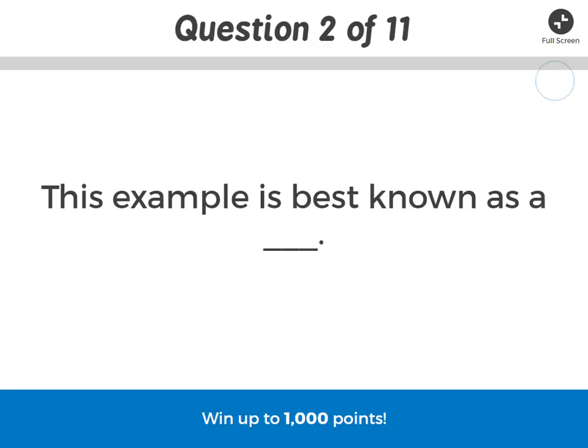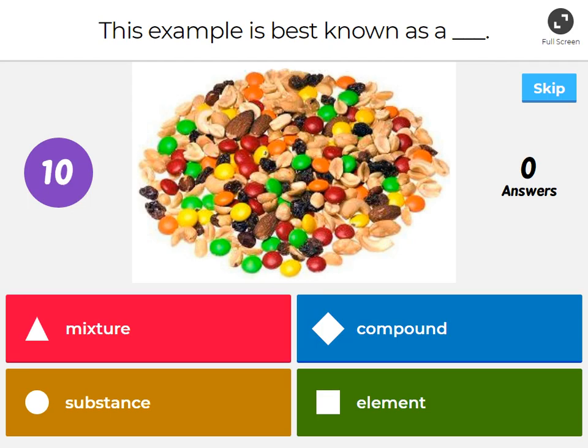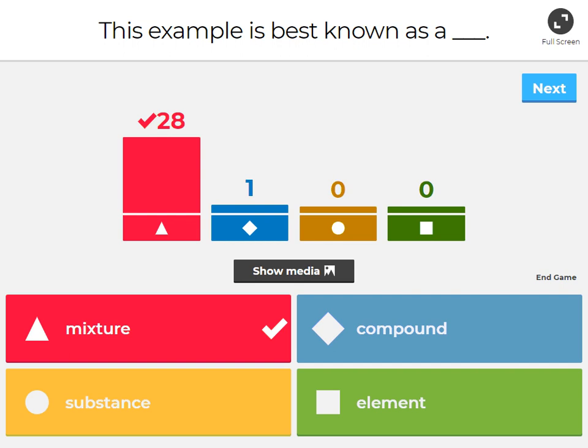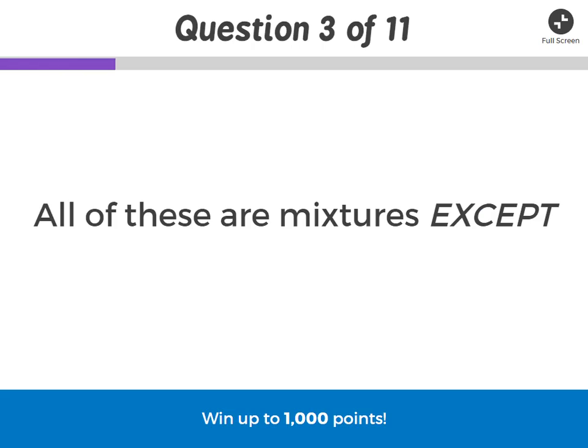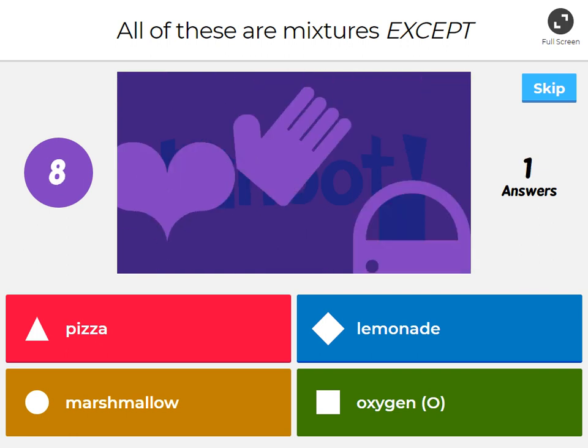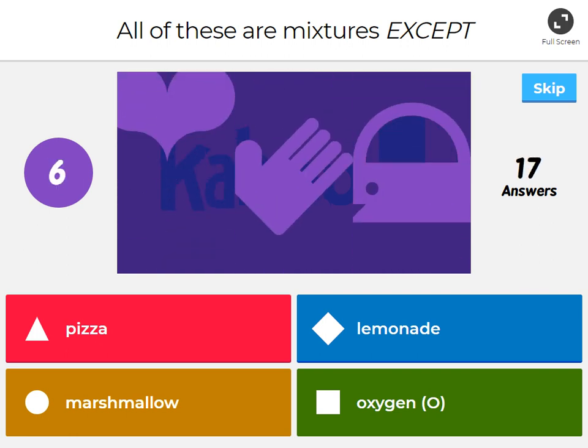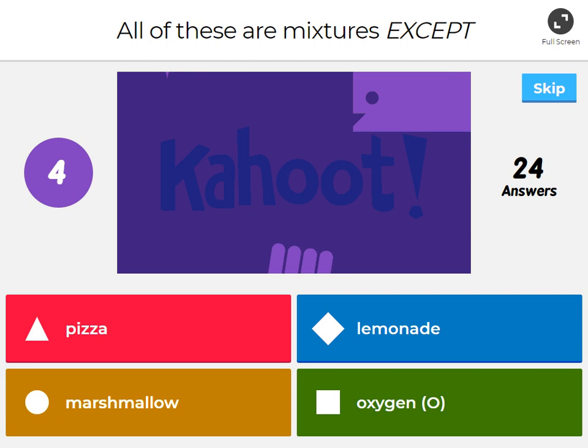Next. This example is best known as... muy bien. It was a trail mix. Wow. Good. Okay. It was a mixture of things. Very good. All of these are mixtures except... yeah, you have to stand up and do that.